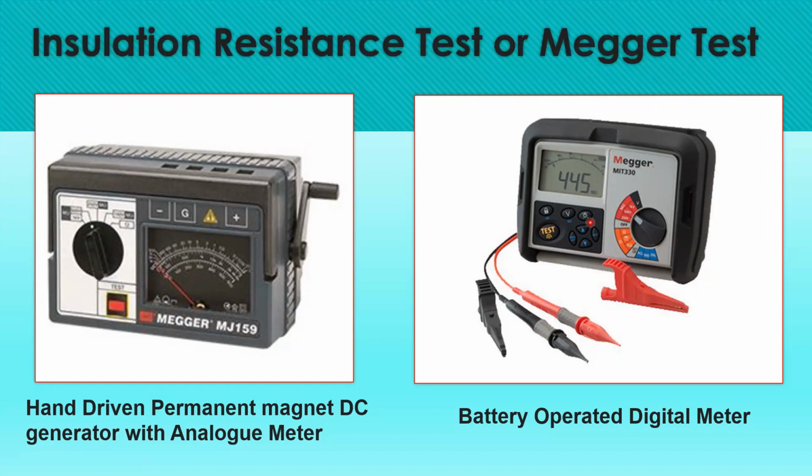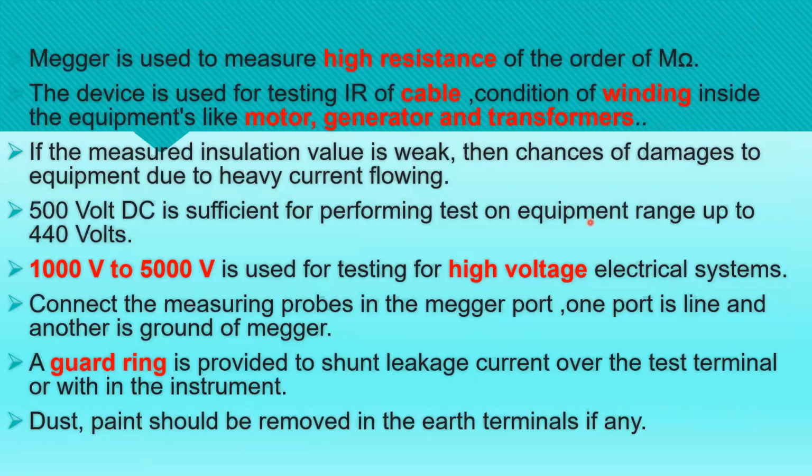As compared to that, the battery-operated digital meter gives an accurate value. Also, an individual can measure by using this battery-operated digital meter. So these are the advantages and disadvantages of the two meters. And in the next slide, Megger is used to measure the high resistance of the order of mega ohms.